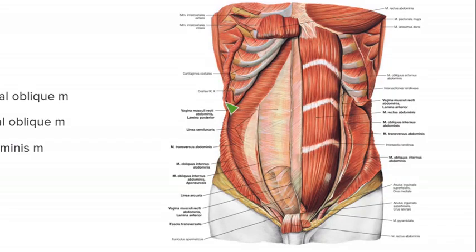Over here on the other side, we can still see those same components, external abdominal oblique. This is the internal abdominal oblique being reflected laterally. And then running deep to that is the transversus abdominis.